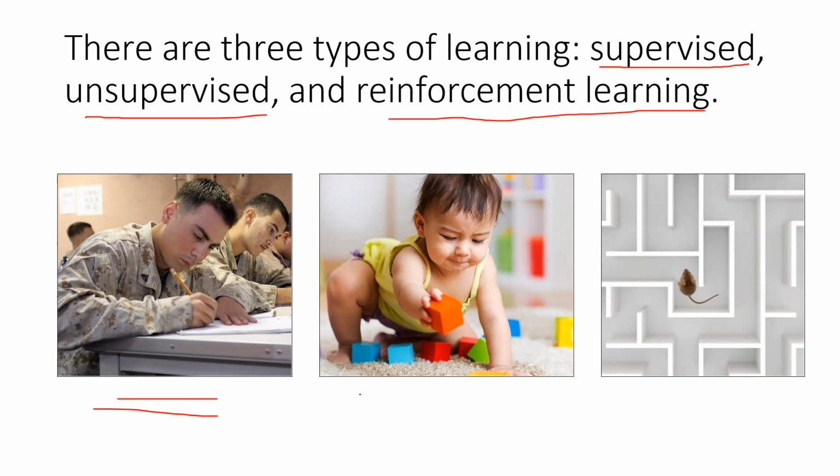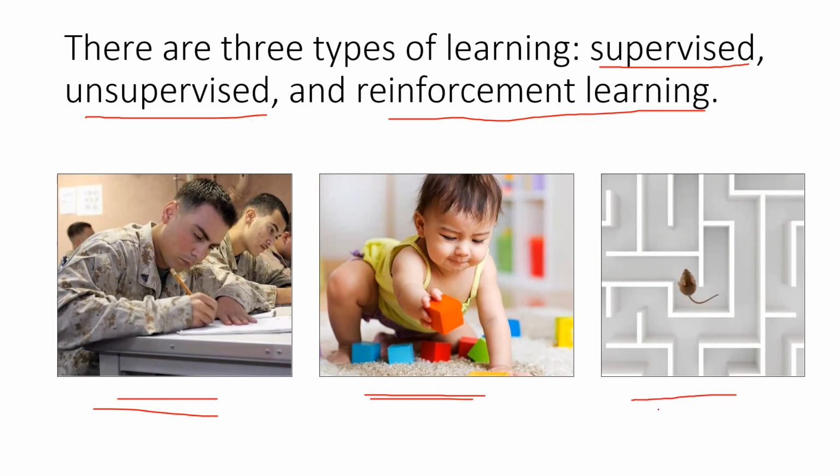Unsupervised learning is, if you look at the second picture shown here, here there are lots of blocks put in front of the baby, and the baby is trying to group the blocks, or it is trying to place the blocks, and it is learning by itself, right? So it is trying to learn on its own. So this is called as unsupervised learning, wherein the training data, if you want to talk in technical terms, is unlabeled, whereas in supervised learning, the training data will be labeled data.